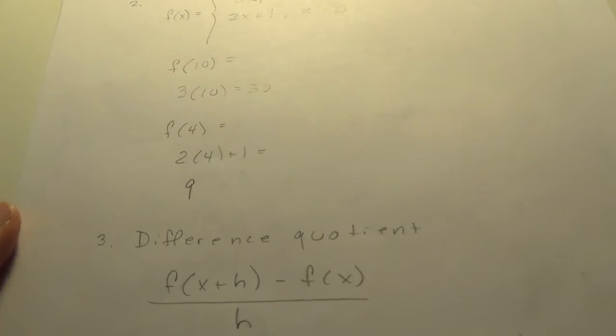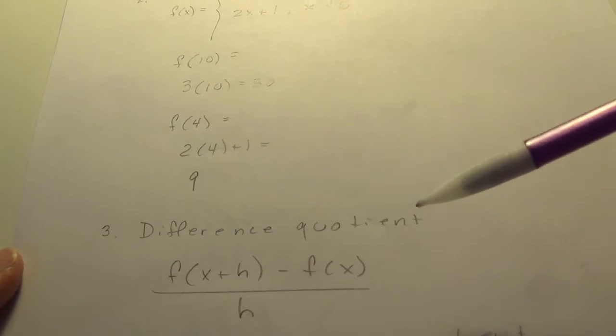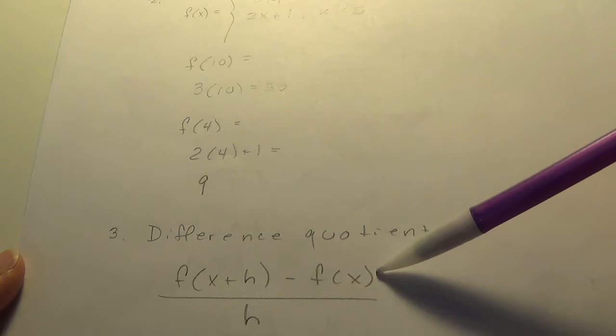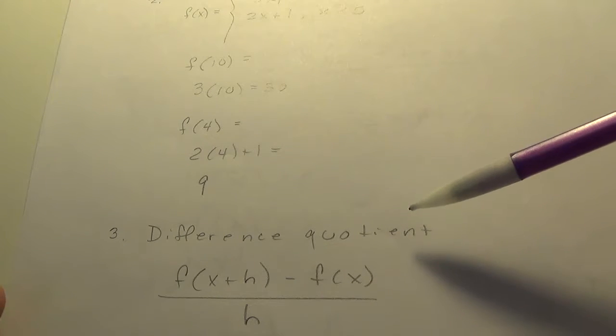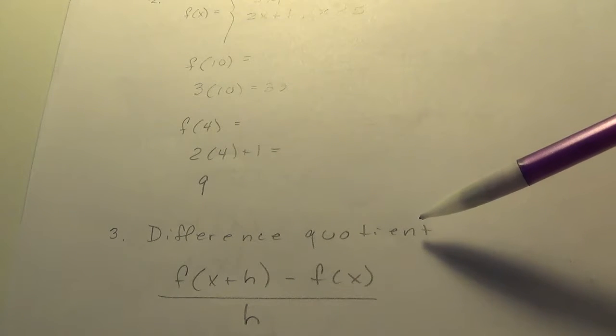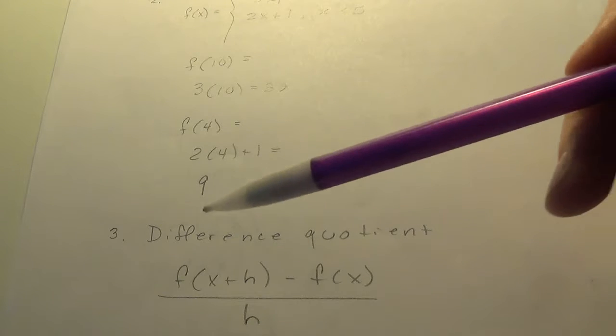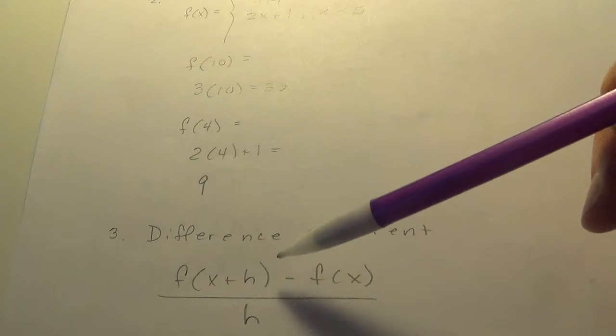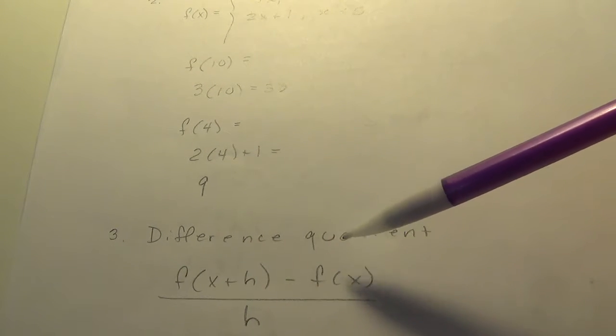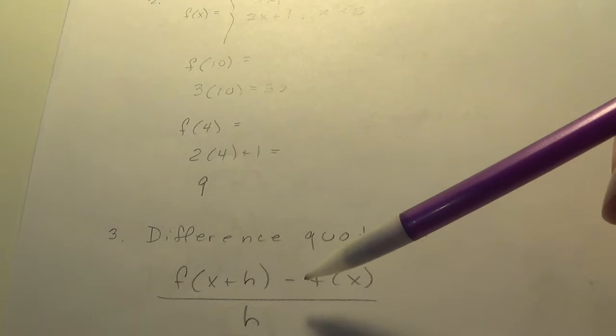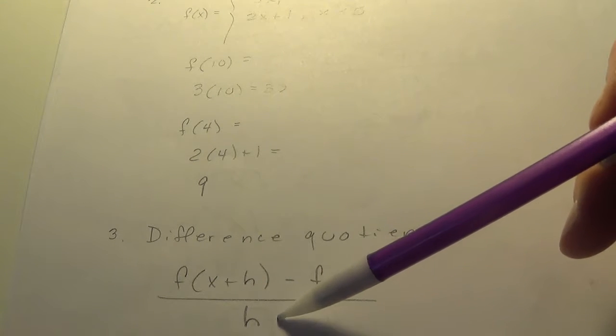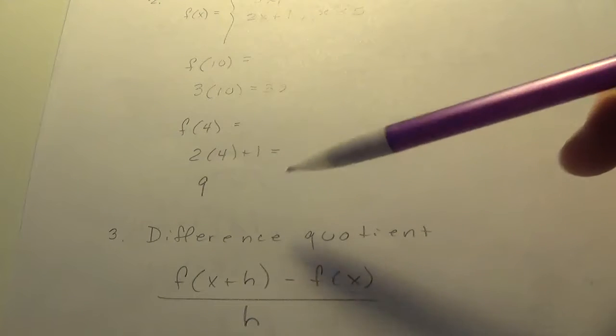The difference quotient I'm going to ask you to do is more like the one we'll see in calculus. There are other forms of a difference quotient that work as well, but I'm going to use f of x plus h minus f of x, divided by h. This is the difference quotient.